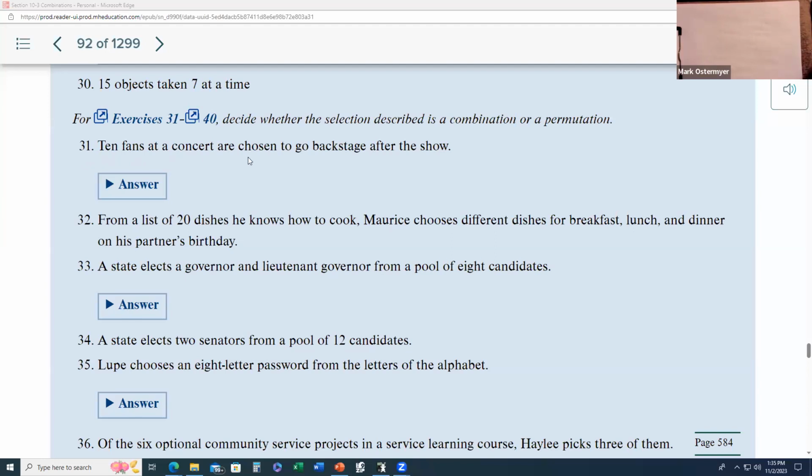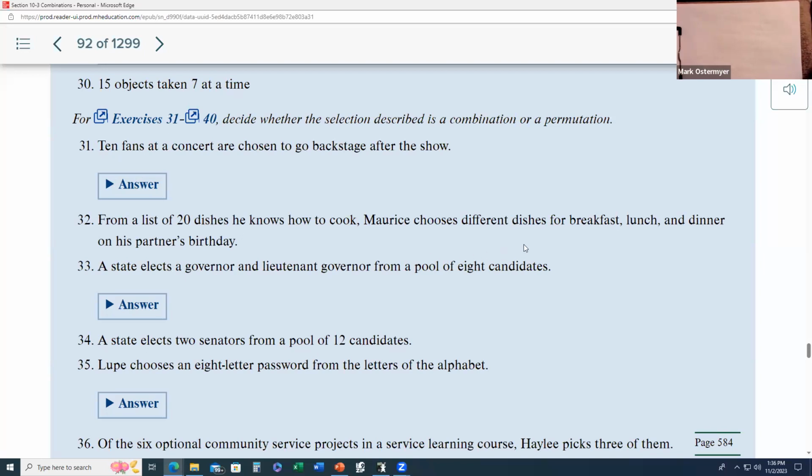Number 31: 10 fans at a concert are chosen to go backstage after the show. Do you think order matters or not? Would that warrant the use of a combination or permutation? What do you think? A combination? Yeah, I would say so based on how I'm reading it. Don't read into it too much now. Careful on that. But it just says 10 fans at a concert chosen to go backstage after the show. I don't think the order really matters. Would order matter in how they're selected? No, I don't really think so. I'd be thinking combination. Yeah, okay, combination.